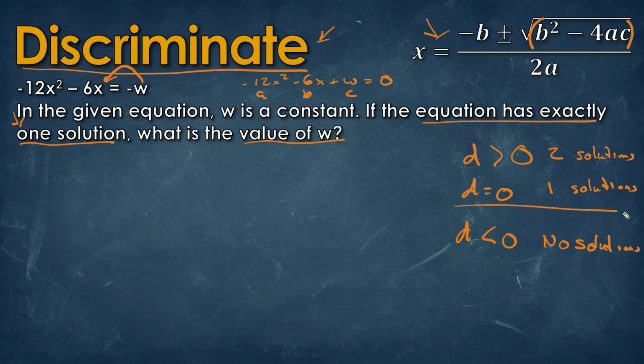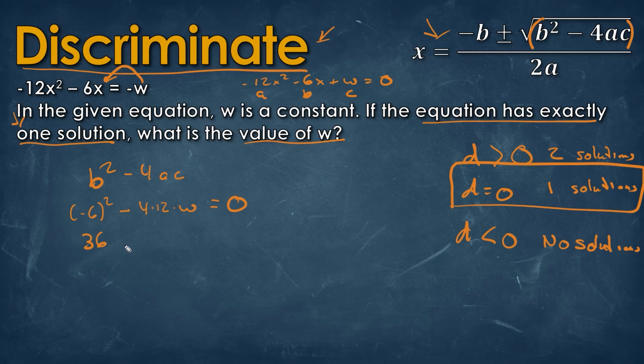Since we know that it's telling us the answer is going to have one solution, that means that we can set the discriminant to 0. So again, our discriminant is equal to b squared minus 4ac. And we have those values, so we're going to have negative 6 squared minus 4 times negative 12 times w. And again, our discriminant is going to be equal to 0, so we can put 0 on the other side. We'll get 36 minus a negative, so that'll be a positive 48w is equal to 0. We'll move 36 to the other side. We're going to get w is equal to negative 36 over 48. And that would simplify to the value of negative 3 over 4.